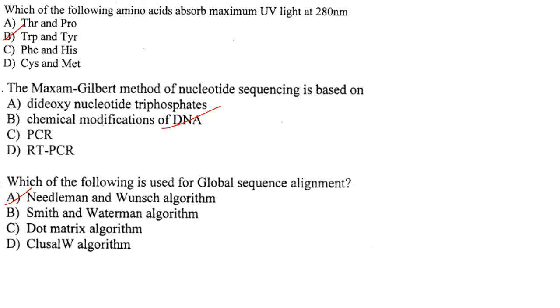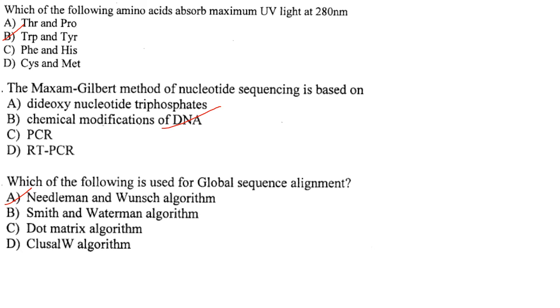Then, which of the following amino acids absorb maximum UV light at 280 nanometers? It is tryptophan and tyrosine. Answer is option B. The Maxam-Gilbert method of nucleotide sequencing is based on chemical modification of DNA. This is also a repeated question. Which of the following is used for global sequence alignment? So it is the Needleman-Wunsch algorithm that is used.